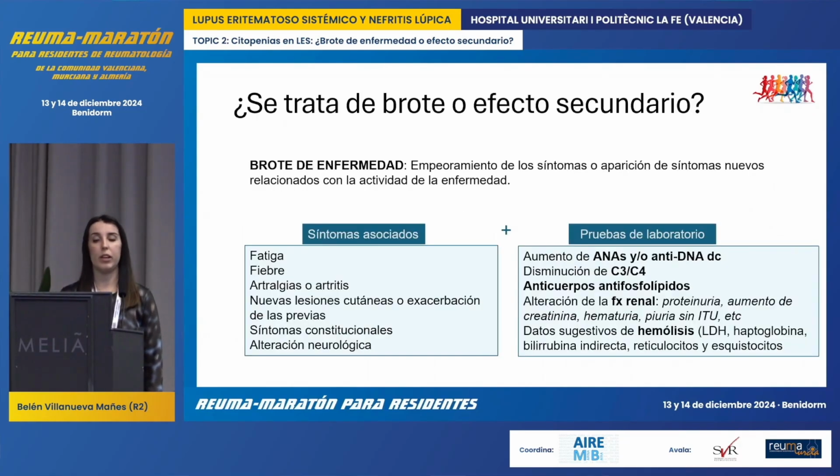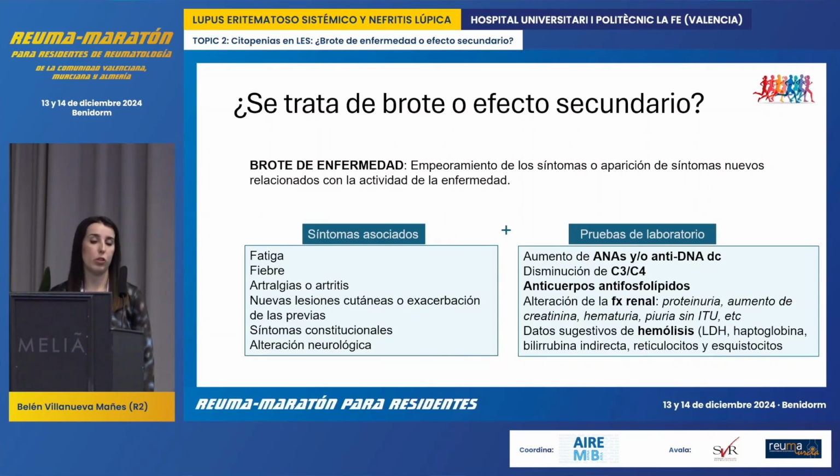Now then, is it a flare-up or a side effect? We define a disease flare as a worsening of symptoms or the appearance of new symptoms related to disease activity. So, when a patient presents with cytopenias and leads us to think it might be a flare-up, we would also expect to find some other associated symptom, such as fatigue, fever, arthritis, the appearance of new skin lesions or worsening of existing ones, constitutional symptoms, etc.